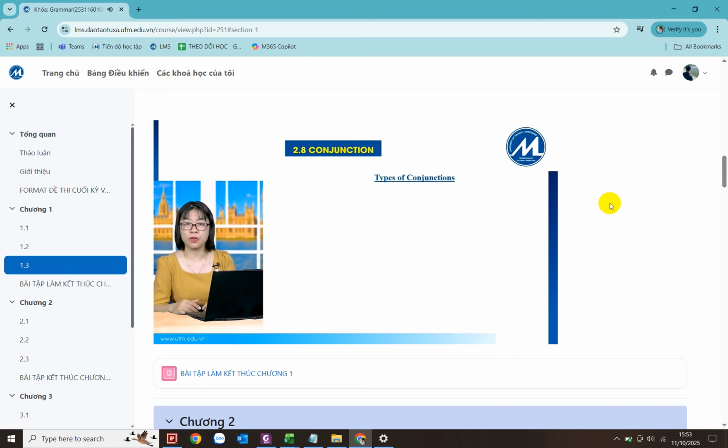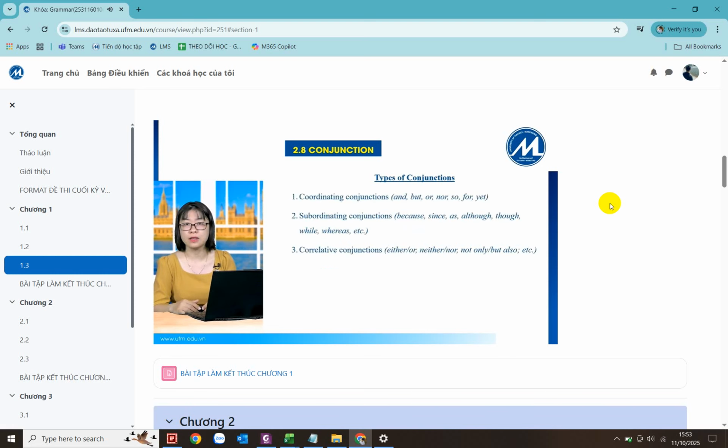Conjunctions are also divided into three groups. Coordinating conjunctions are the words like and, but, or, nor, so, for, and yet. You may combine the first letter of each word into the word FANBOYS to make it easier to remember. The second group is subordinating conjunctions, the words like because, as soon as, although, though, while, whereas, etc. And the third group is correlative conjunctions, the words like either or, neither nor, not only but also.